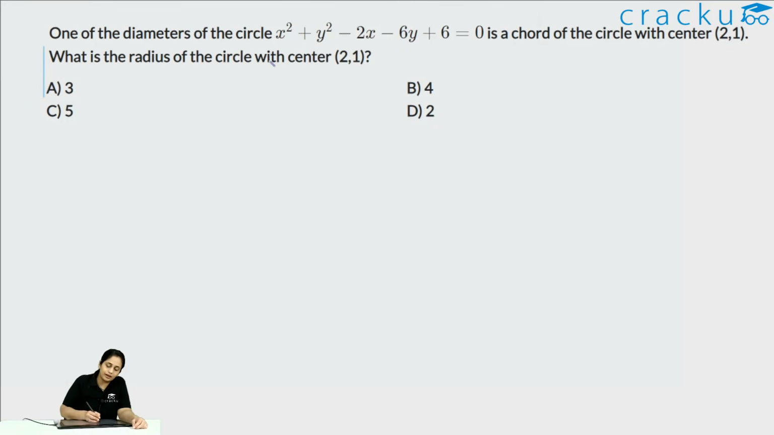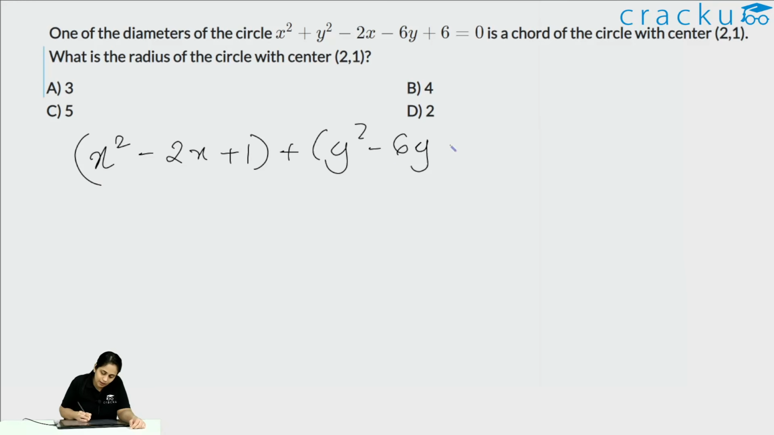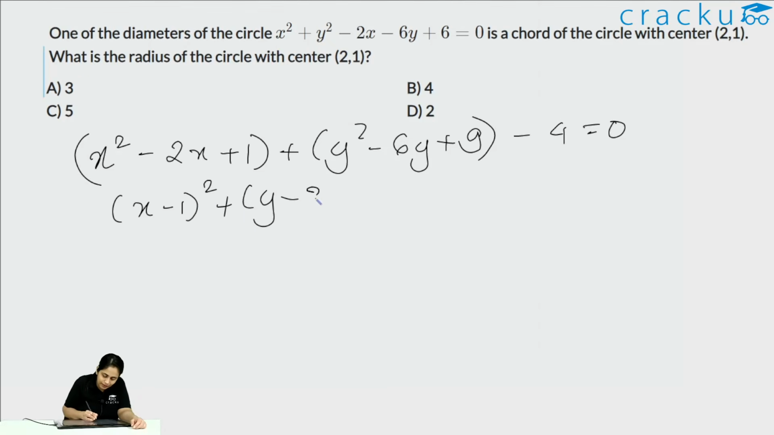So firstly, let me convert this into an equation for the circle, so I can identify what is the radius of the circle, what is the center of the circle. So x square minus 2x plus 1, I'm just trying to form a perfect square, plus y square minus 6y plus 9. This is a perfect square, this is a perfect square, this is plus 10. But we have only plus 6, so I have to do minus 4 is equal to 0. So this would mean x minus 1 the whole square plus y minus 3 the whole square is equal to, taking 4 the other side, 2 square.